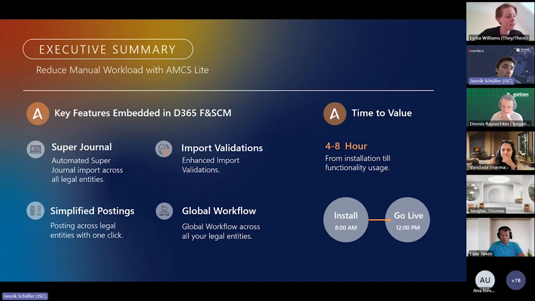At the core of this solution sits our so-called SuperJournal. This is a global staging table that sits on top of all of your legal entities. So you can access it through all of your legal entities and see a log of all of your imports. And from there, you have a centralized UI where you can access all of the imports.